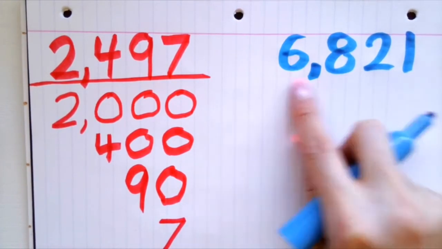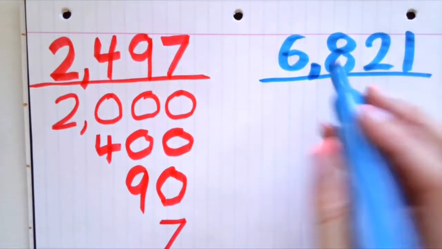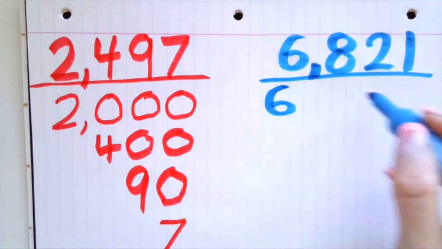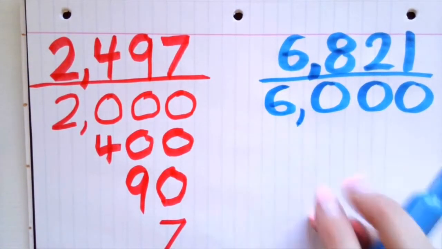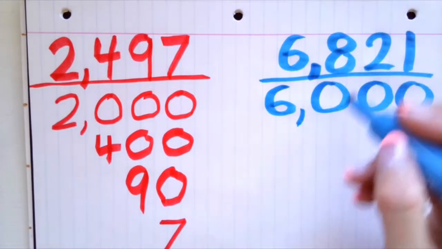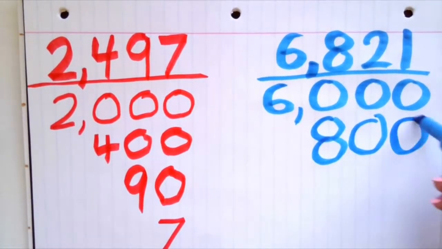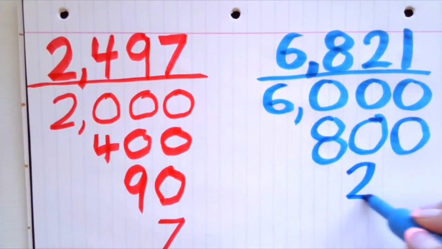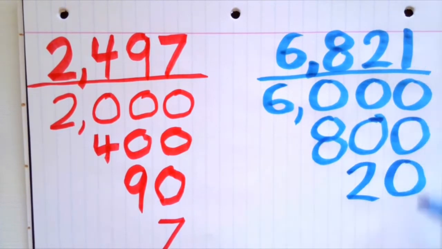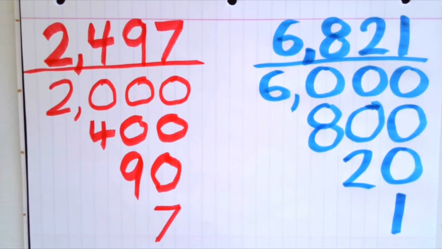6,821. The way we say the number gives us a clue about writing it in expanded form. 6, how many? Right, 6,000. There's that comma. 8, how many? 800. 20 and 1. So here we see the two numbers written in expanded form.